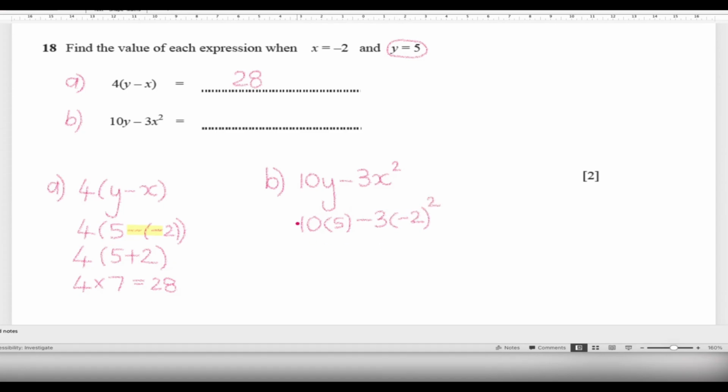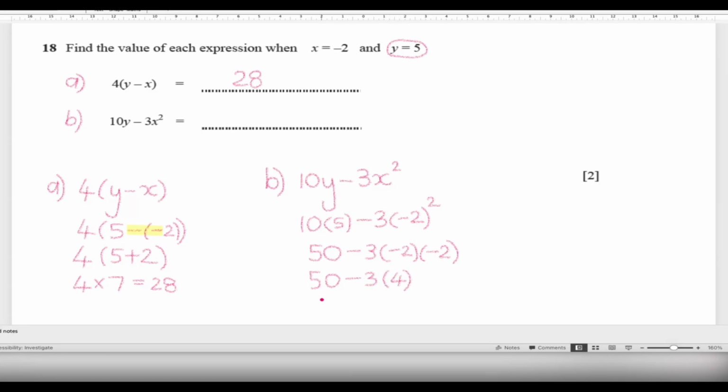Now this first part is quite easy. 5 times 10 is equal to what? It's equal to 50, right? Alright, so this second part is actually -3 multiplied by -2 squared. Now, if you square something, it means that you are multiplying it by itself, right? So I'm just going to write -2 twice instead of the square. Now, what is a negative times a negative? A negative times a negative gives us a positive, right? So -2 times -2 is equal to +4.